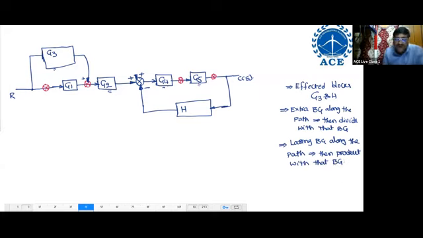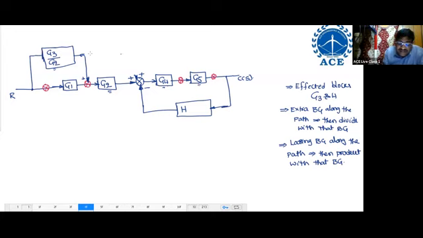For example, before shifting, what happened? Before shifting, we are having 3 block gains, G3, G4, G5. Once I shift here, along the path there is 1 block gain extra, G3, G2, G4. One block gain extra. That should be divided. That means divided by G2.